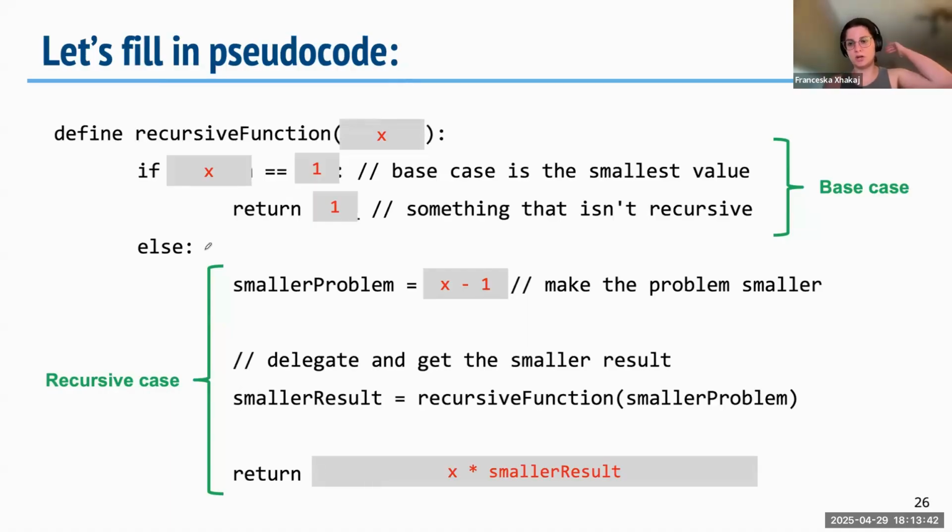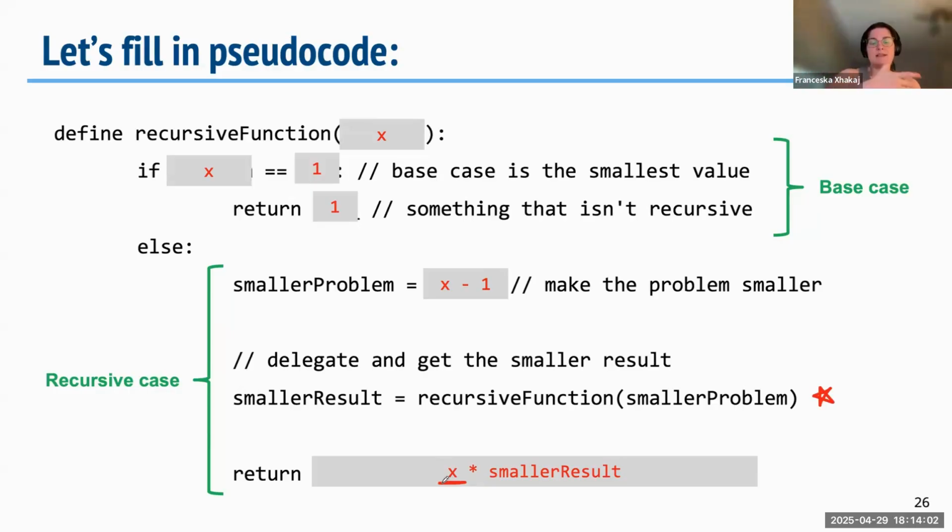Every recursive function will have the same structure. A base case, where it's the smallest we can get the value, and then we return immediately. A recursive case, where we're making the problem smaller. We call it recursively. As you notice, this part didn't change. I would only need to change the function here if I'm calling it differently. And then combining the smaller result with what was left of the problem, in this case, my x.